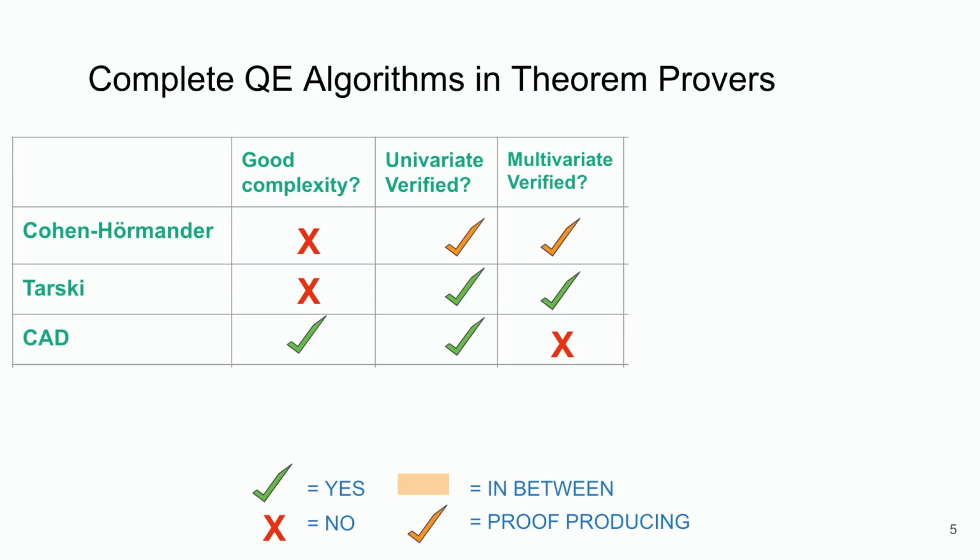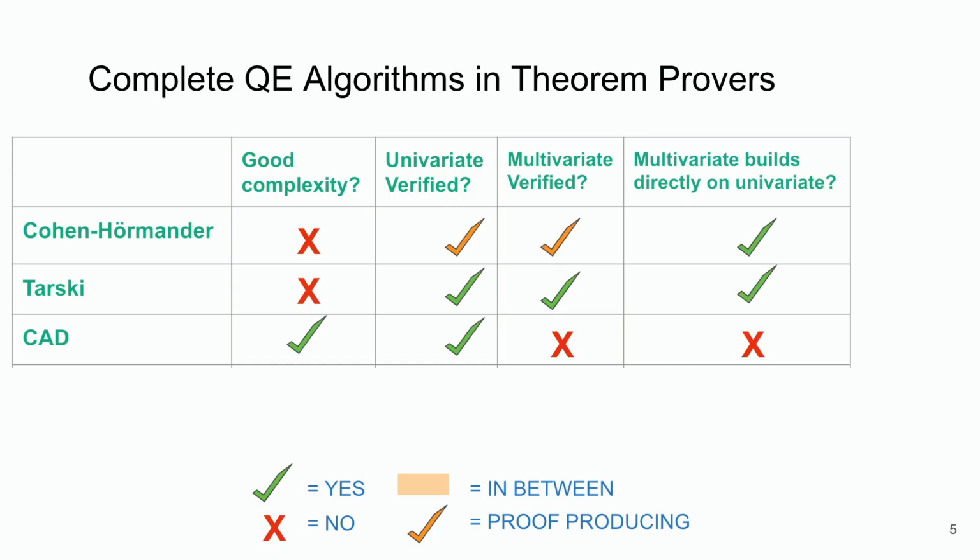Unfortunately, only the univariate case of CAD has been verified. This has been done independently in at least 2 different theorem provers, but the multivariate case has been a major challenge. So why might this be? One thing is that the multivariate case of CAD is significantly more complicated than the univariate case, in contrast to, say, Cohen-Hormander or Tarski, where the multivariate case builds somewhat directly on the univariate case.